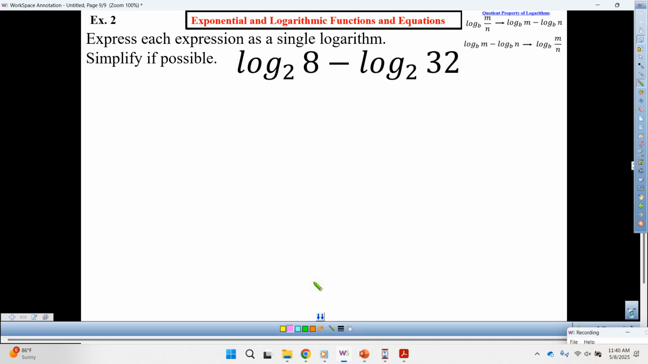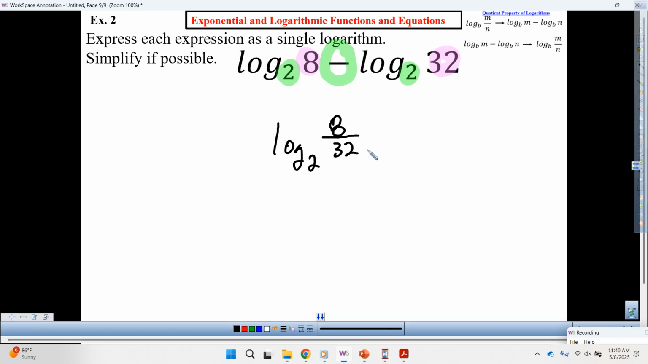All right, let's do this one together. Here we go. What do we check first, everyone, to make sure they have the same what? Base. Are both of them the same base? Yes. Are they subtracting? Yes. So let's write it as one log. Log base 2. All right. Next, what do we do with the given numbers? Here are my given numbers. Tell your neighbor what to do with the given numbers now that we're subtracting. Yeah, divide. 8 divided by 32.